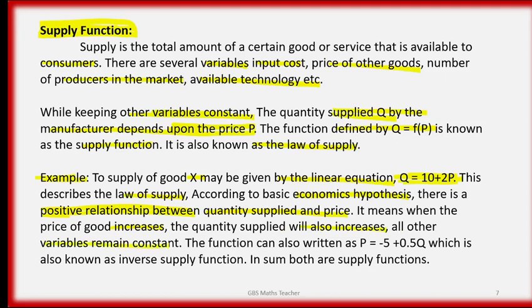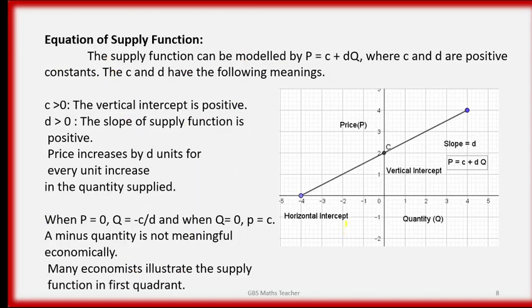All other variables remain constant. Under that condition, we suppose the others are constant. The function can also be written in the inverse way, which is known as the inverse supply function. Both are supply functions, either this or that, no doubt about that. One will be on the vertical axis, another on the horizontal, with quantity supplied and price. While finding the inverse function, we interchange the roles of x and y. In that way you have to understand the supply function.